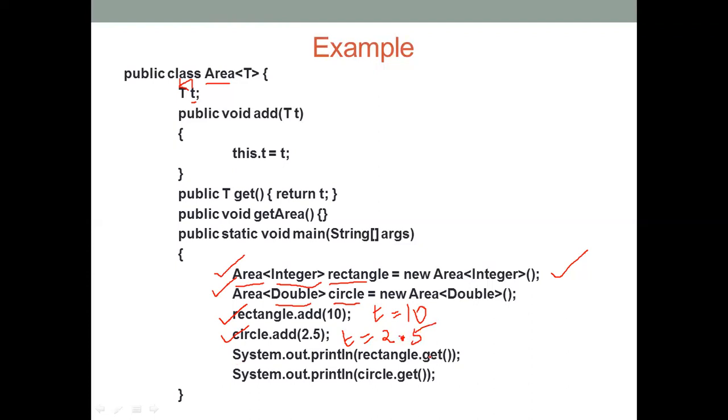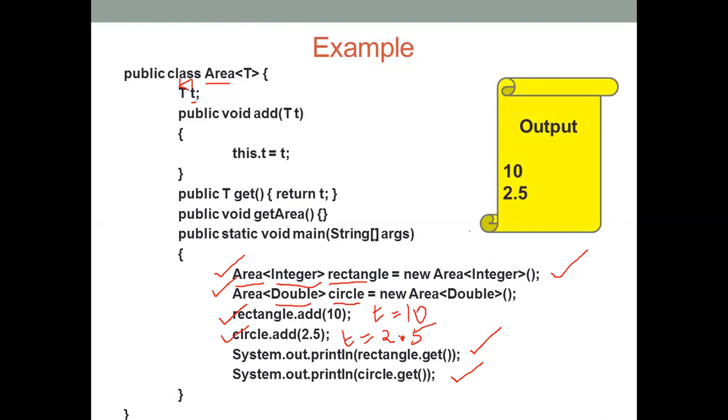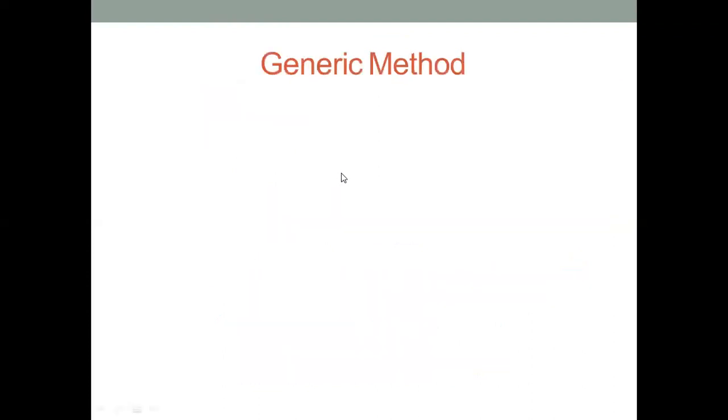Then I have the next println statement, which is invoking the get method through the rectangle object. Then again I am invoking the get method through the circle object. What should the get method do? It should return the value of T. So when I invoke the get method through the rectangle object, I must get the output as 10. When I invoke the get method through the circle object, I must get the output as 2.5. So my first output is 10 followed by 2.5. So this is how we use generic classes.